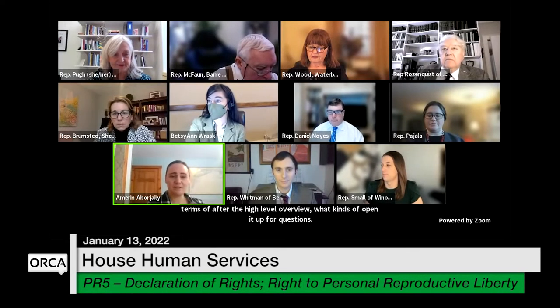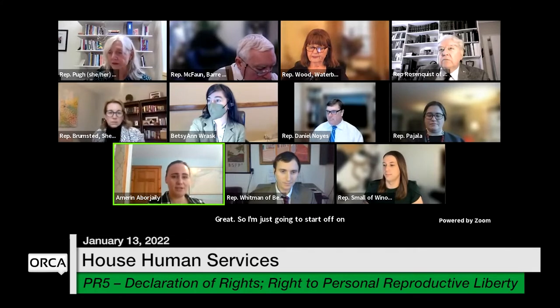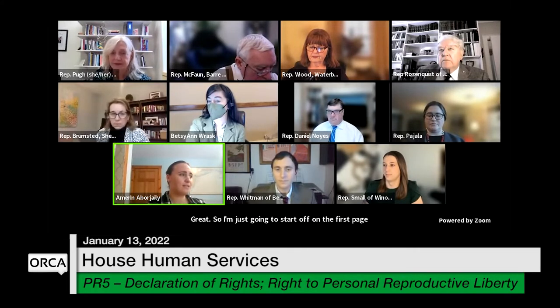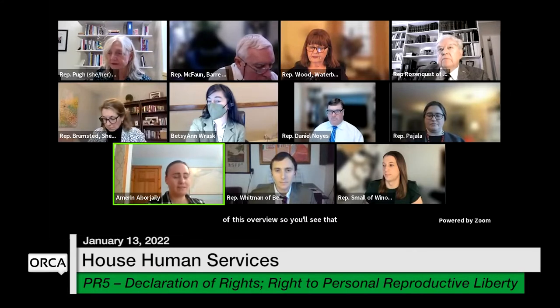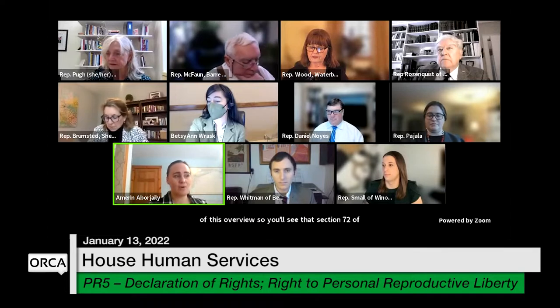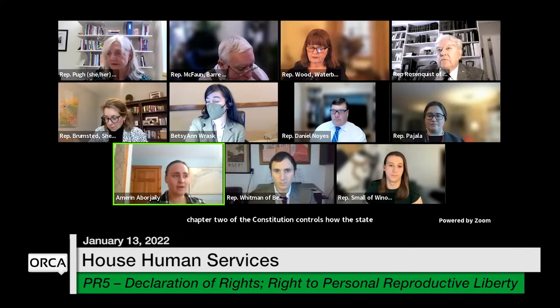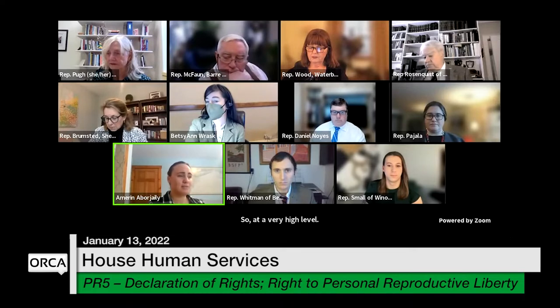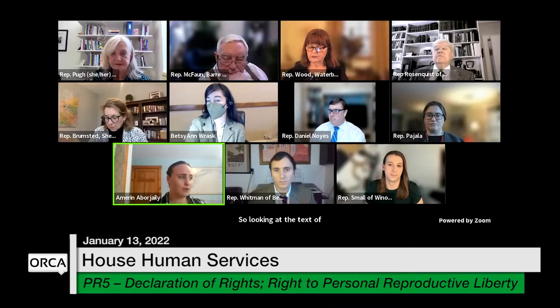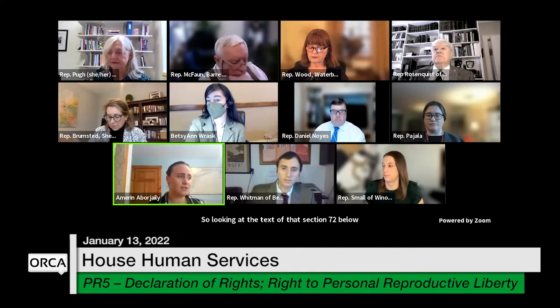Great. I'm just going to start off on the first page of this overview. Section 72 of Chapter 2 of the Vermont Constitution controls how the state can amend the Constitution. At a very high level, the section requires the approval of the General Assembly in two consecutive bienniums, followed by voter ratification.